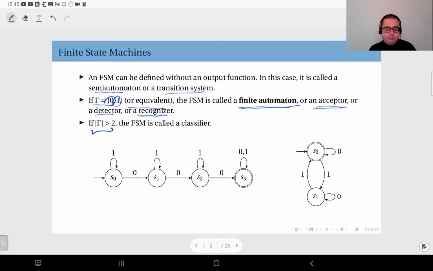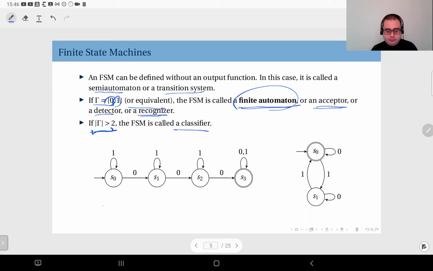But if you increase the number of symbols to more than two, then this is called a classifier. So it actually classifies the input string into one of the predefined classes. In general, in this course, we are going to focus on finite automaton and finite automata and not classifiers. Therefore, we are mainly going to use accepting states and non-accepting states. So here you see two examples of finite automata.